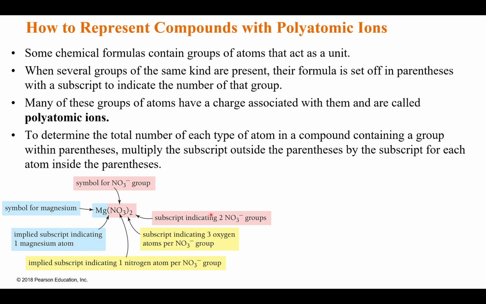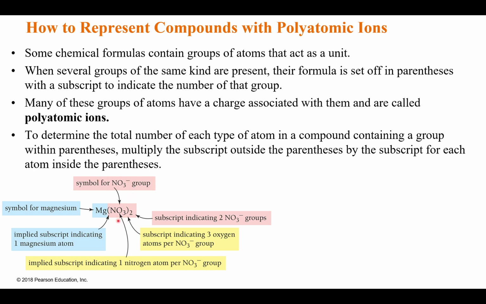If we were to count how many atoms we have of each, we're going to have to use what's inside the parentheses and multiply it by that too. All right, so let's take a look at what we have here. We have the symbol for magnesium. We're not using 1 because it's implied. Inside the parentheses, we have the nitrate ion, so let's focus on that first, then we'll go out.